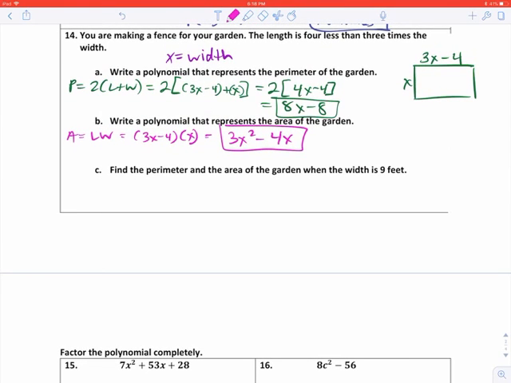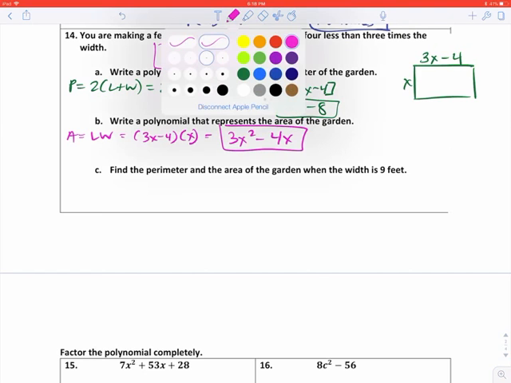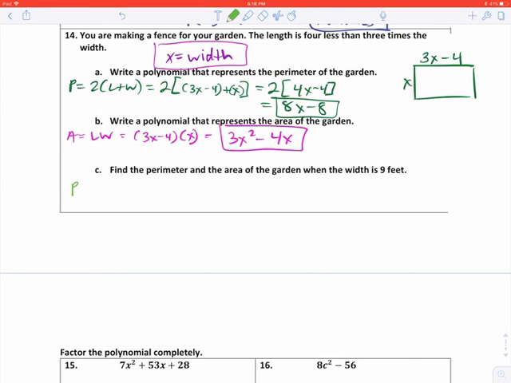All right, now part C says, well, what if the width is 9 feet? Remember, width was what we used x to represent, so everywhere there's an x in these formulas, we will replace it with 9. So if I was thinking of it as a function, perimeter of x is 8x minus 8. So p of 9 would be 8 times 9 minus 8. Remember, 8 times 9 is 72, and 72 minus 8 is 64.